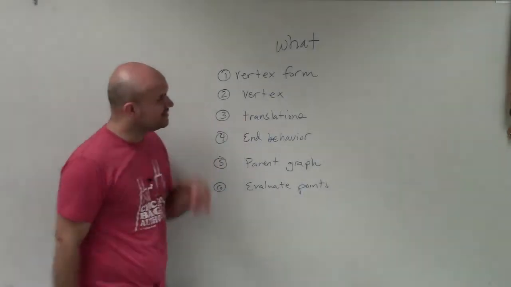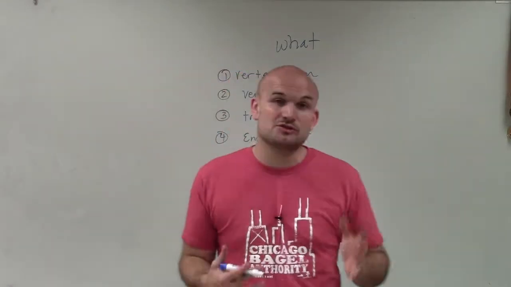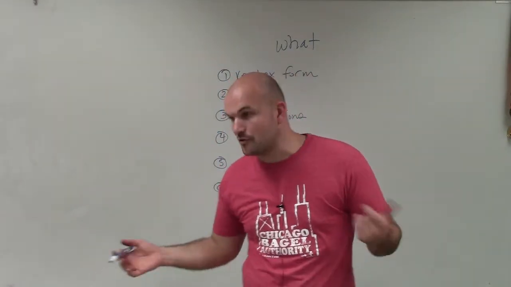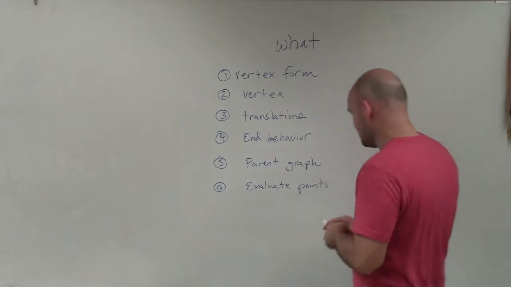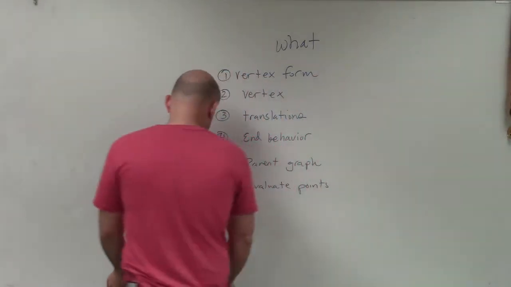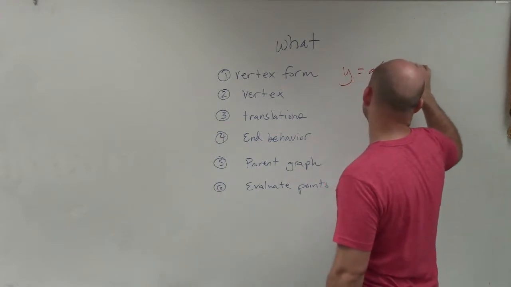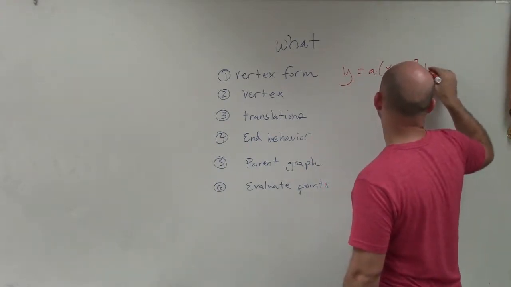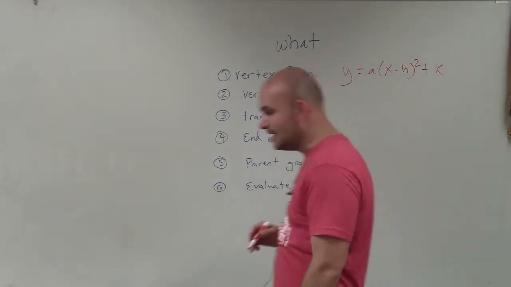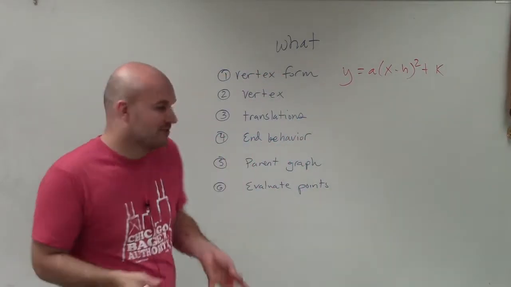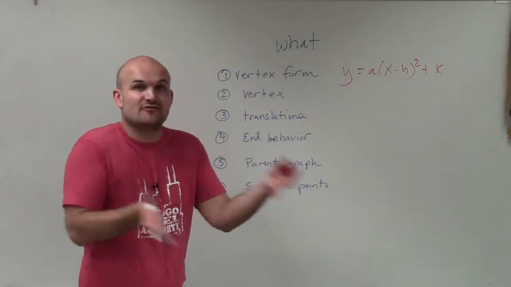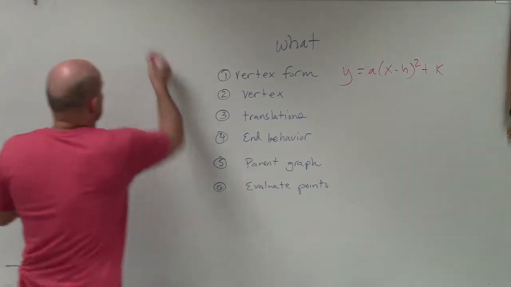Welcome. So what do you need to know to be able to complete this course by graphing a quadratic in vertex form? So the first thing I say is we need to know exactly what is vertex form. Well, vertex form is y equals a times x minus h squared plus k. The next thing that we're going to need to know is understanding what is the vertex from there, or where exactly is the vertex.